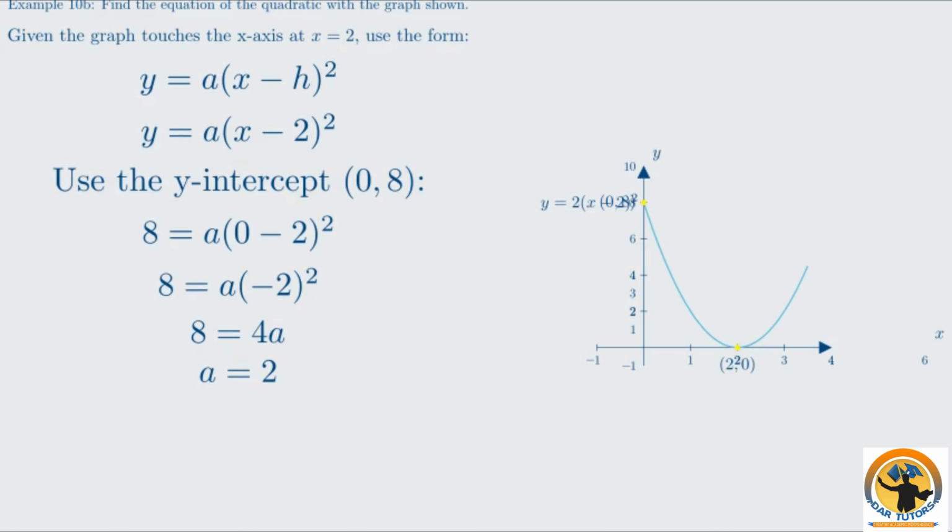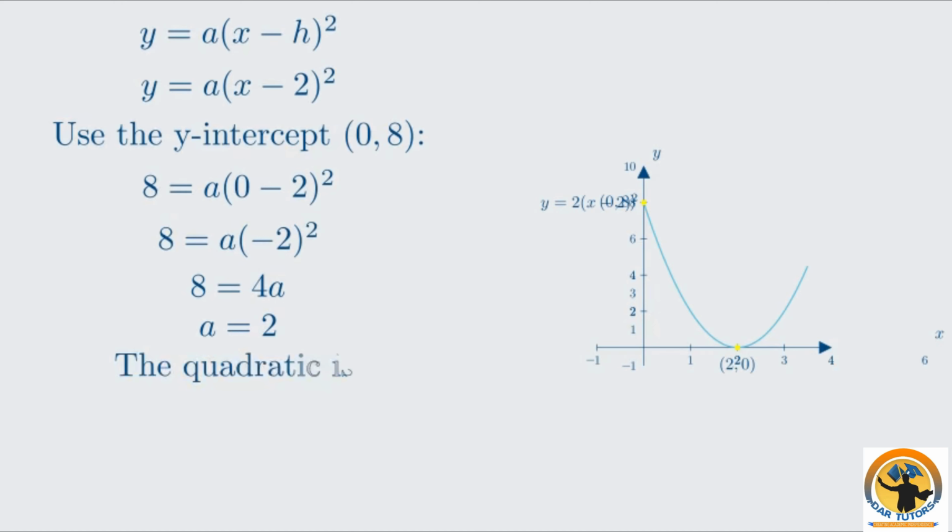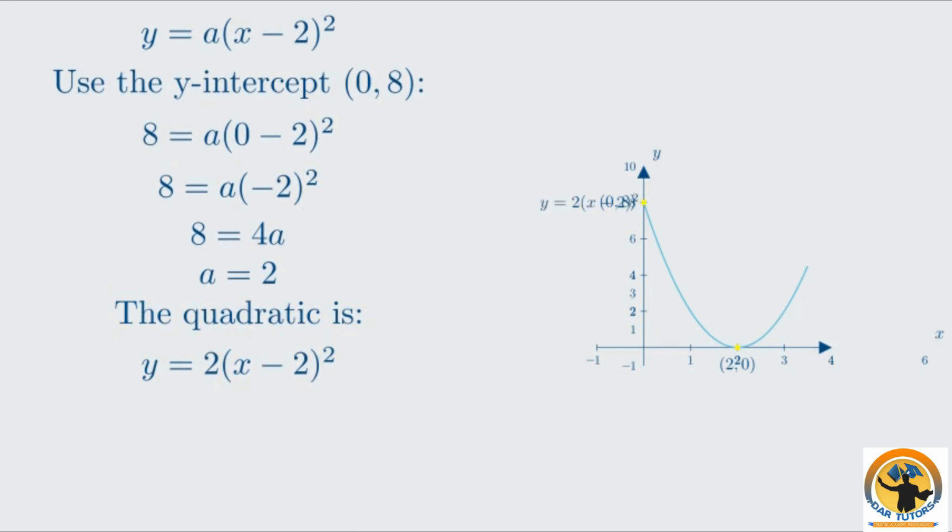Solving for a, we find that a equals 2. This is a positive value, which correctly reflects that the parabola opens upwards. Substituting a equals 2 back into our equation, we get the final result. The equation of the quadratic is y equals 2 times the quantity (x minus 2) squared. This shows that knowing the vertex, especially when it's on the x-axis, makes finding the equation straightforward.